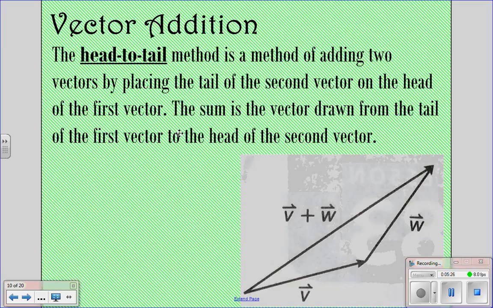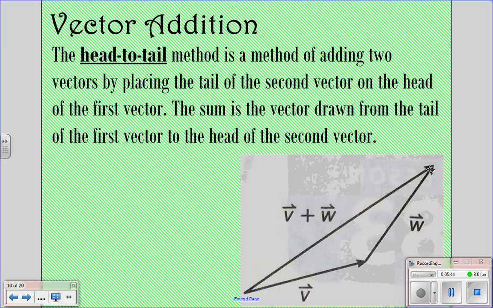So this would be a picture of the head to tail method. We have one vector here, and then we have one vector here. So we put the head to the tail, and then we start at the tail of the first vector, and we go all the way to the head of the second vector. And this one right here would be the sum of the two.